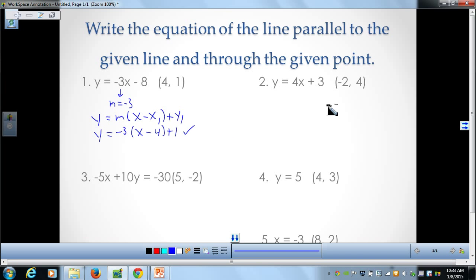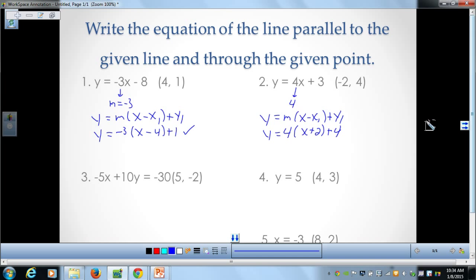Okay, looking at number 2 here, we can see that the slope of this line is 4. We want to go through the point -2, 4. So once again, we're going to use point slope form to write the equation of our parallel line. So since we want our lines to be parallel, we want to have the same slope of 4. Now notice in this case, it's x minus x1, so I'm subtracting a negative number, therefore this is going to become a +2, and then this is plus 4.